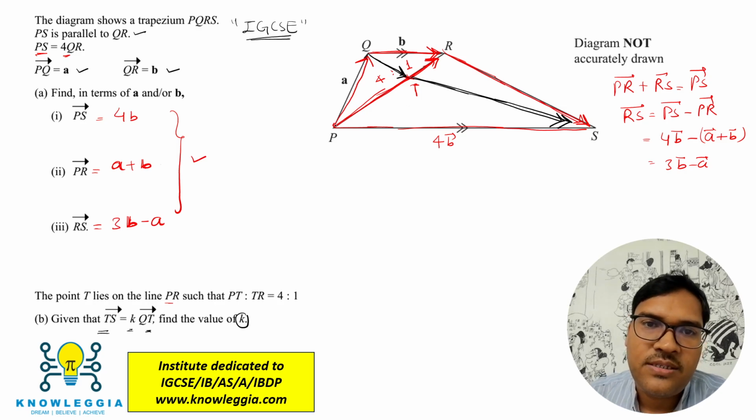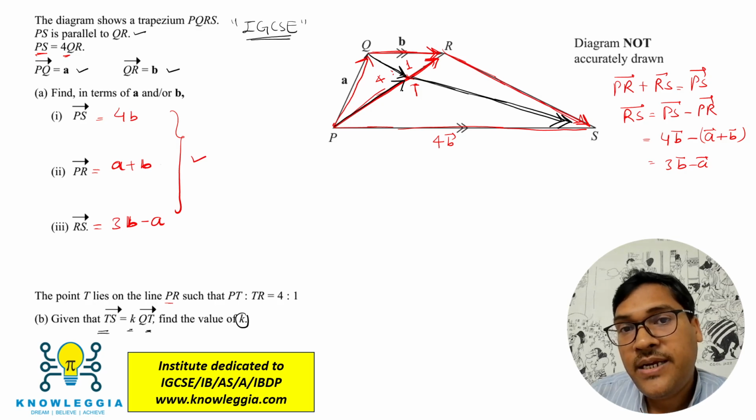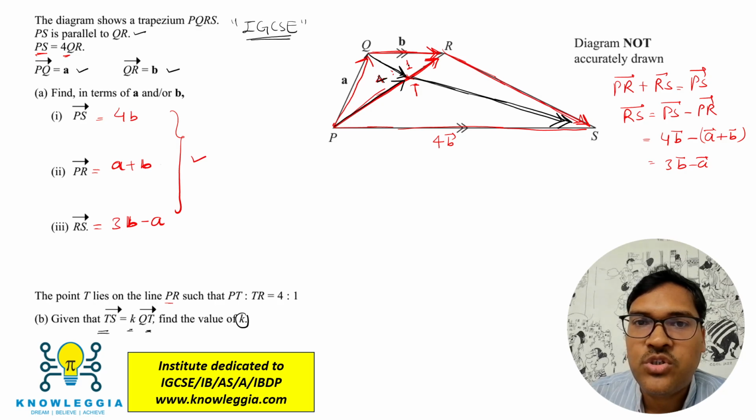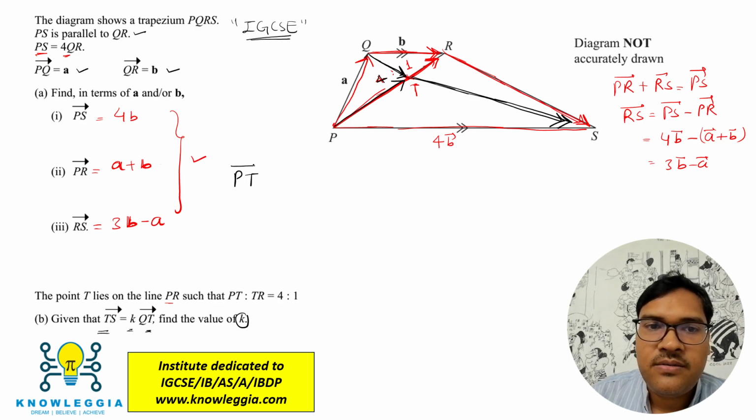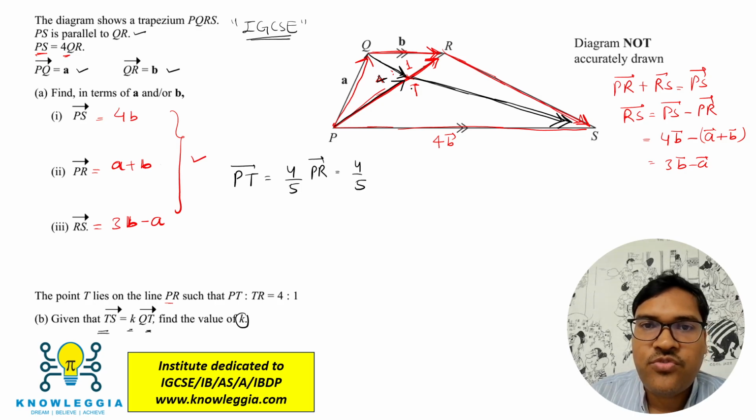TS vector. You can see this is, if I take PT vector. Now why I'm taking PT vector? Because we know PR vector and we know this ratio is 4 is to 1. So I can say that PT vector will be equal to 4/5 of, you can see this is PR vector, which is 4/5 of PR.